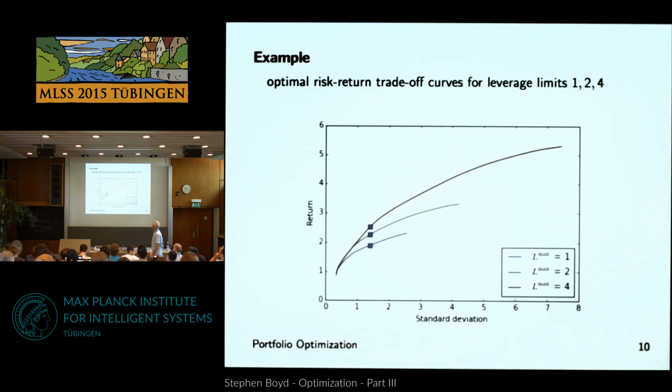Okay, so here's an example. The same thing. So here we have leverage limits 1, 2, and 4. 1 is a long-only portfolio. That means you can't have any negative entries. And then this is the optimal risk-return trade-off.